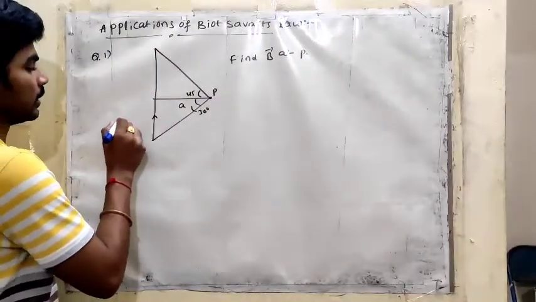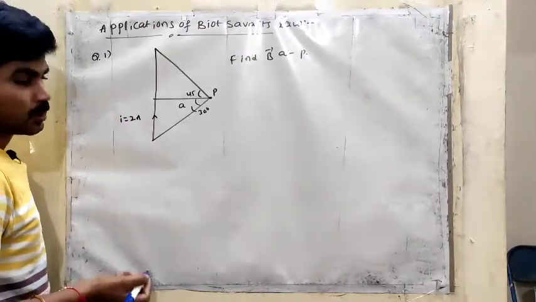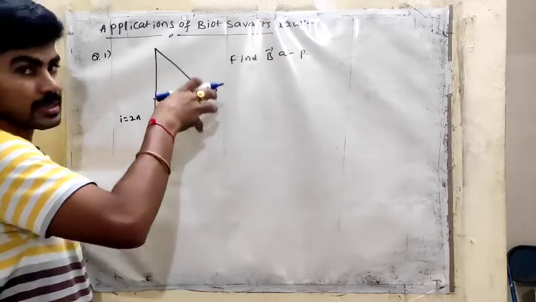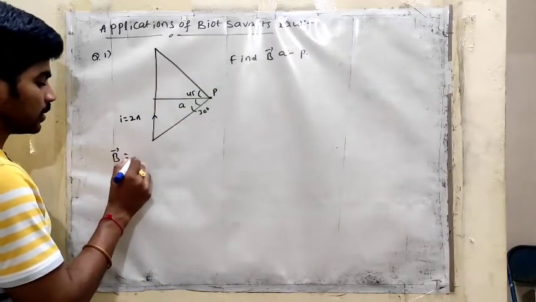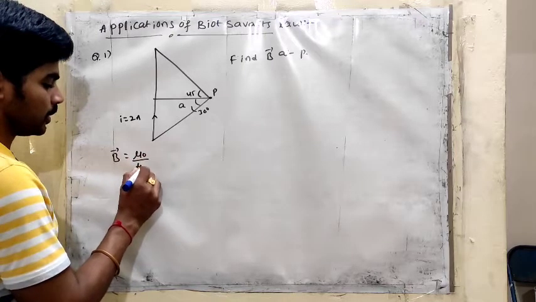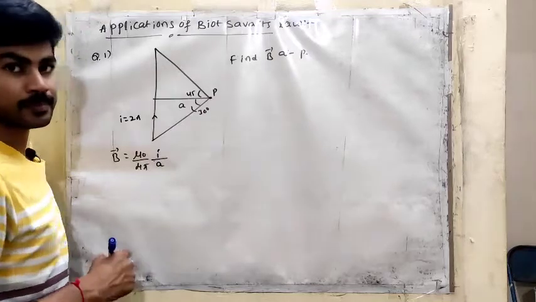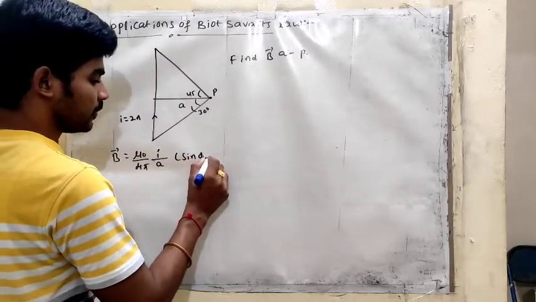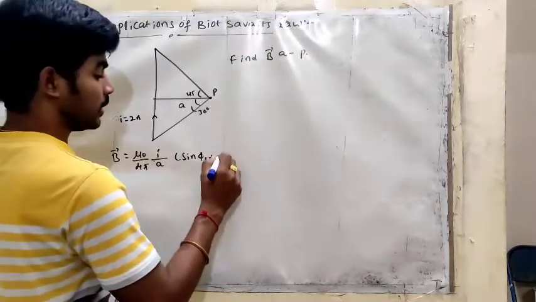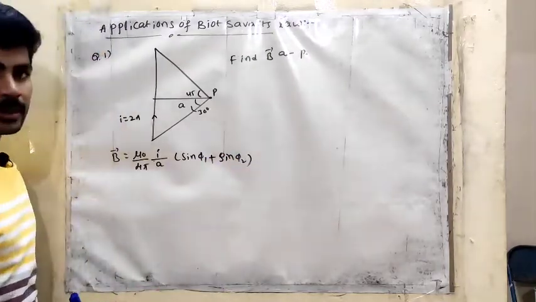Here the electric current passing is I is equal to 2 amperes. So the magnetic field formula for a straight current carrying conductor: B bar is equal to mu naught by 4 pi into I by A into, so here we get, (sin phi 1 plus sin phi 2). Okay, this is the formula.